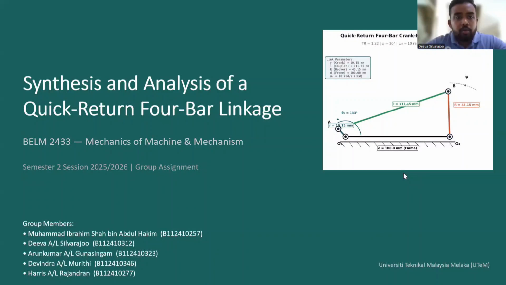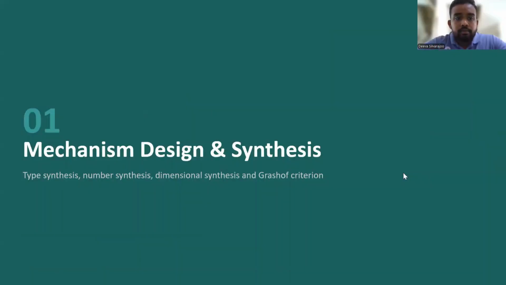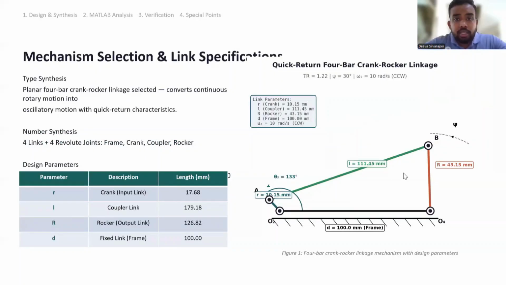Today we are going to talk about the synthesis and analysis of a quick return four-bar linkage. So, the mechanism selection and link specification. The type synthesis is a planar four-bar crank-rocker linkage selected. It converts continuous rotary into oscillatory motion with quick return characteristics.